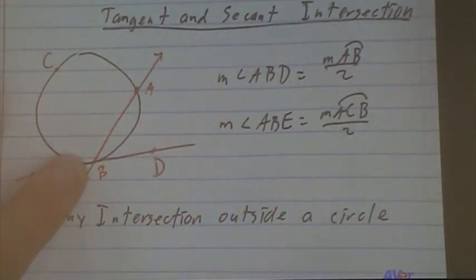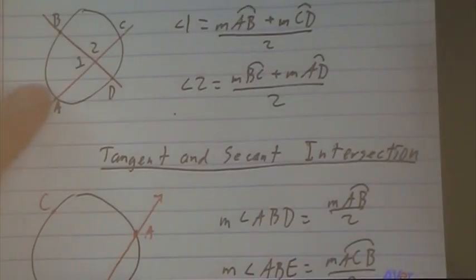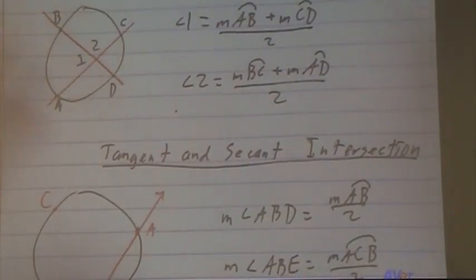The last relationship you're going to see is two secants that cross, any intersection outside a circle. You'll notice this intersection crossed on the circle with a tangent and a secant. This intersection crossed in the middle of the circle, anywhere in the middle. Now we're talking about outside a circle.